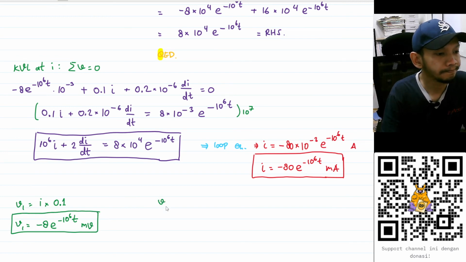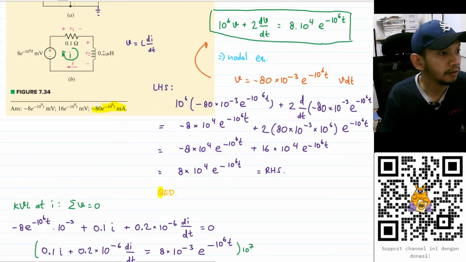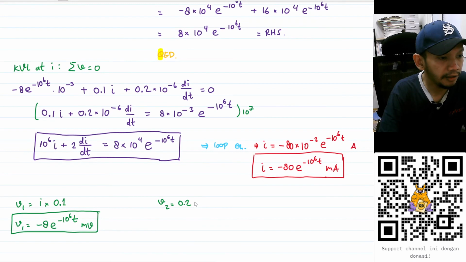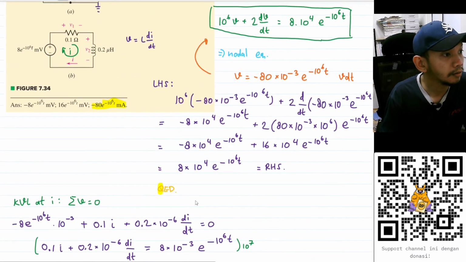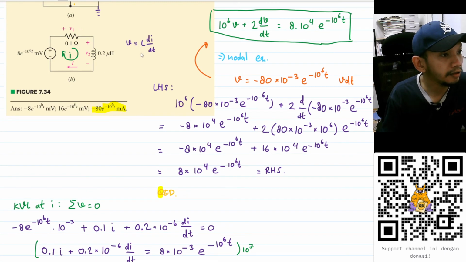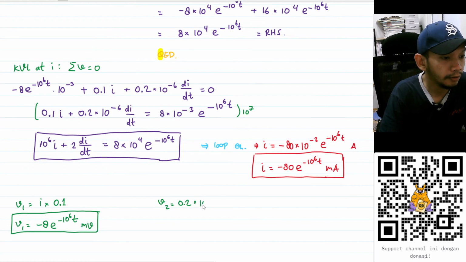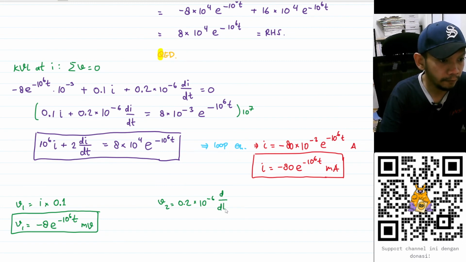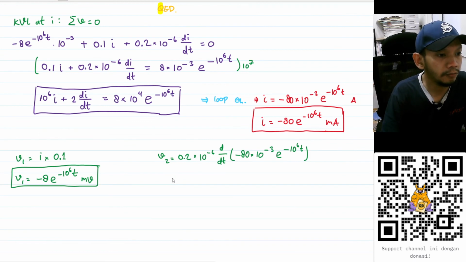And then for V2, remember that V2 will be 0.2 multiplied by 10 to the minus 6 and d over dt of this one, minus 80 multiplied by 10 to the minus 3 e to the minus 10 to the 6 t. Okay, that one will be 0.2 multiplied by 10 to the minus 6.